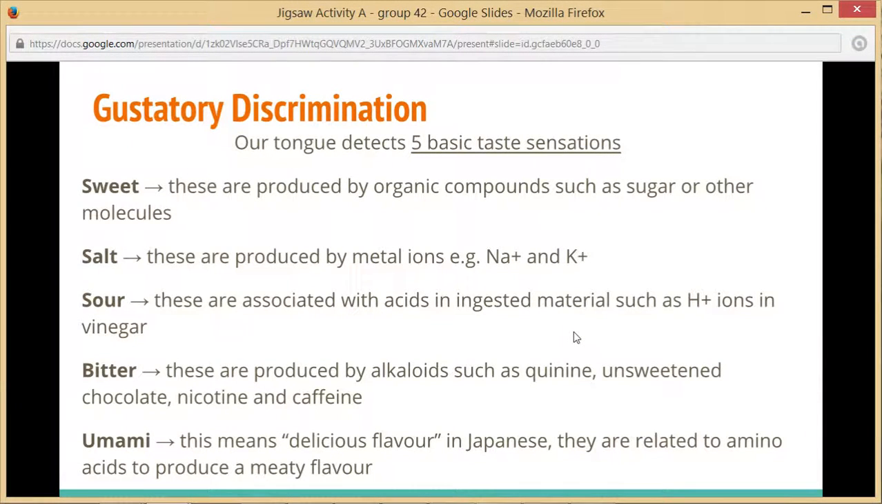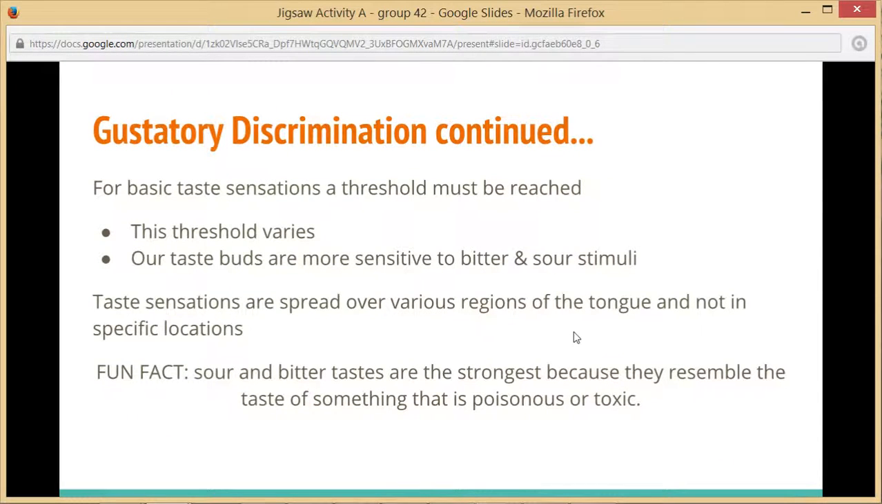Our tongue detects 5 basic taste sensations. They are sweet, salt, sour, bitter, and umami. In order for any of these tastes to be sensed, a threshold must be reached for stimulation. The threshold required varies for each taste, and actually our taste buds are more sensitive to bitter and sour stimuli because they are indicative of something that may be toxic or poisonous.